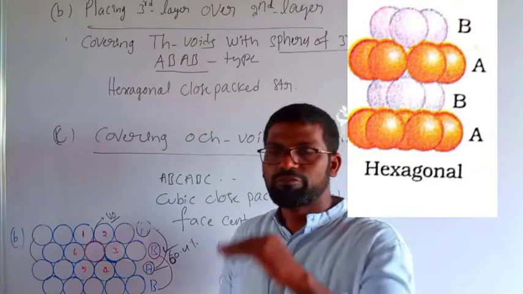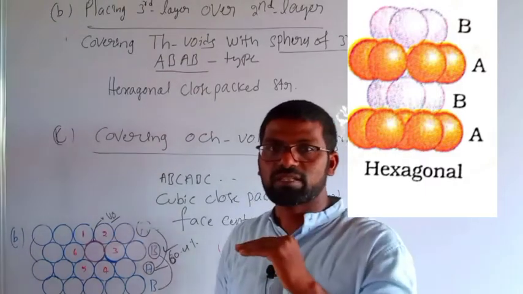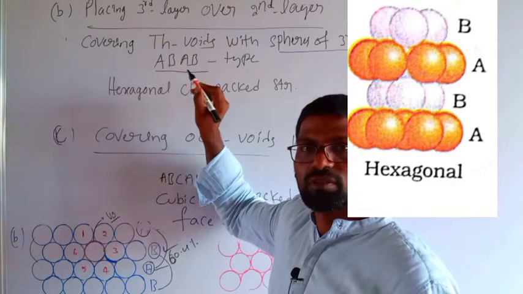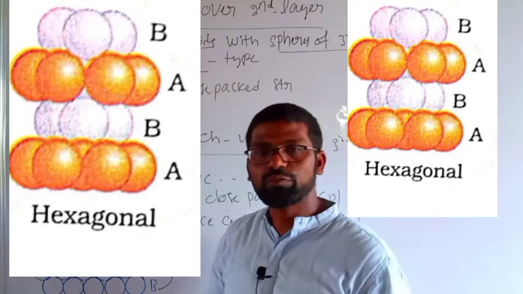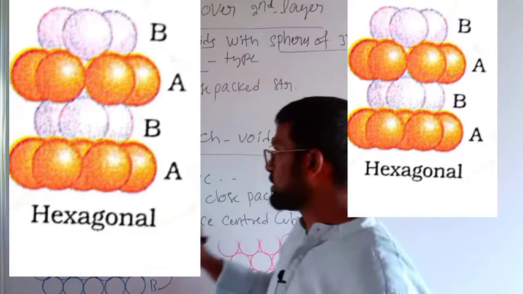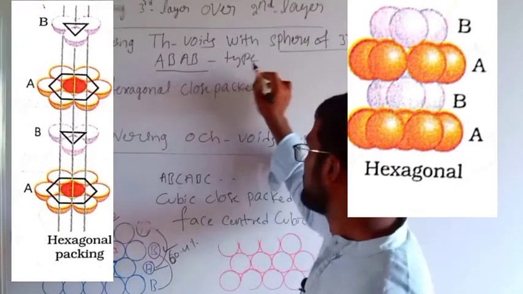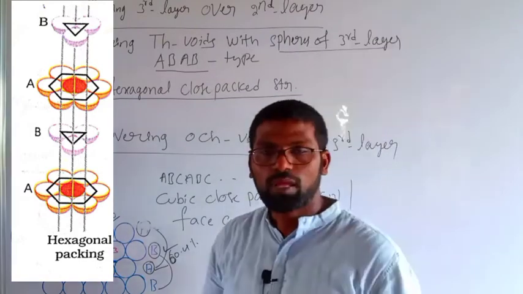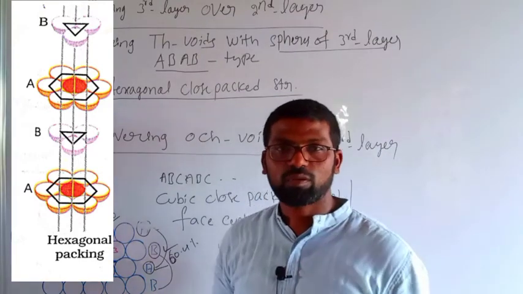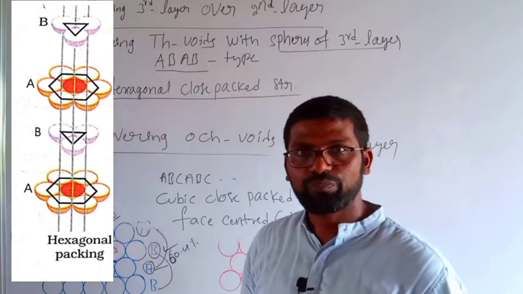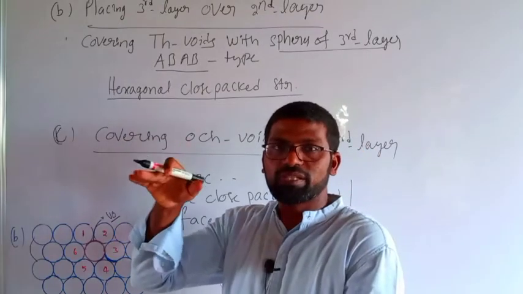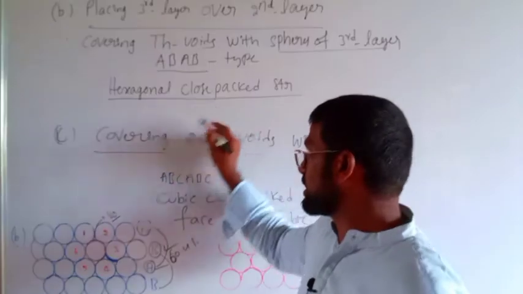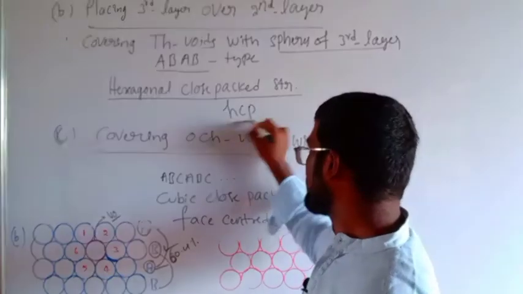That means first layer is different, second layer is different, but the alignment of the first layer is similar to the alignment of the third layer. This type of arrangement is called AB type arrangement, and this is called hexagonal closed packed structure. How will a three-dimensional hexagonal closed packed structure be formed? When the third layer is placed over the tetrahedral voids of the second layer, then we will get an HCP arrangement.